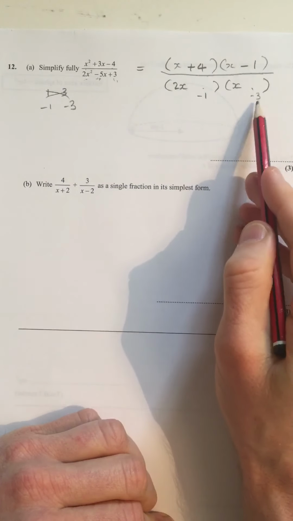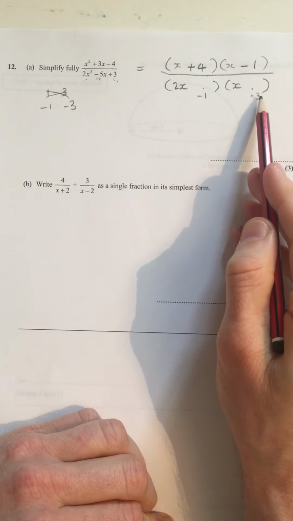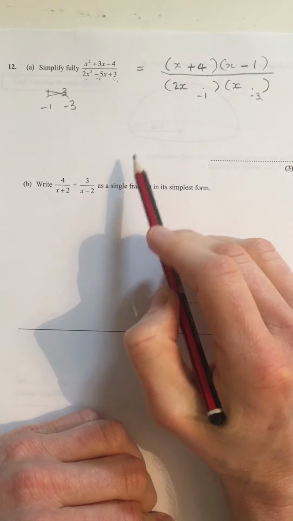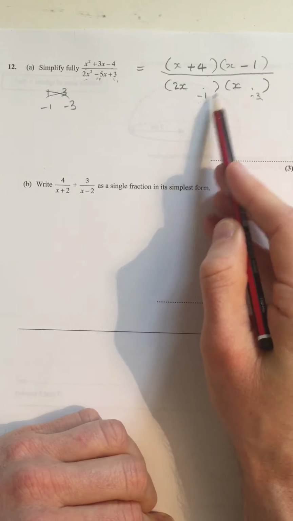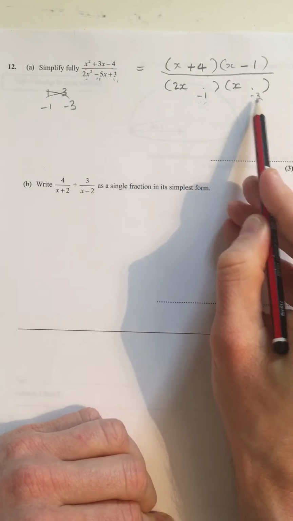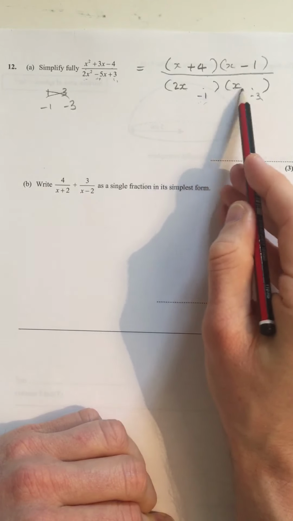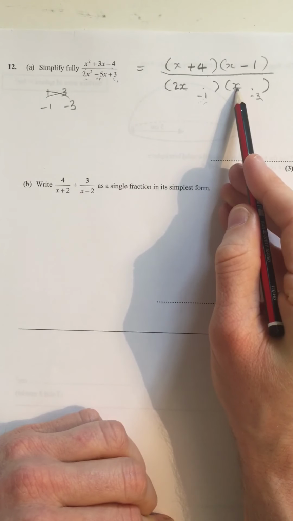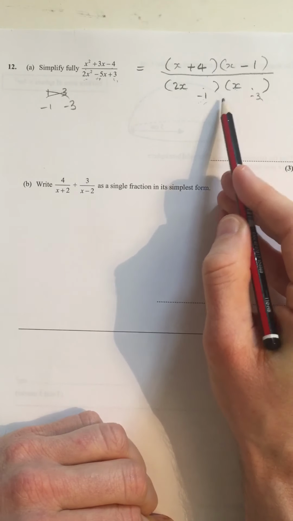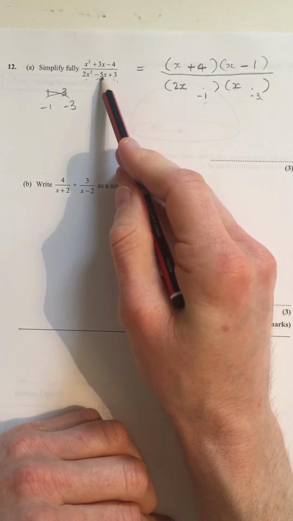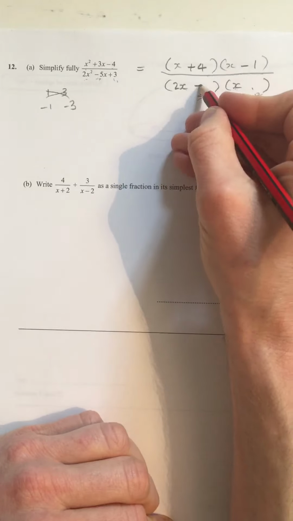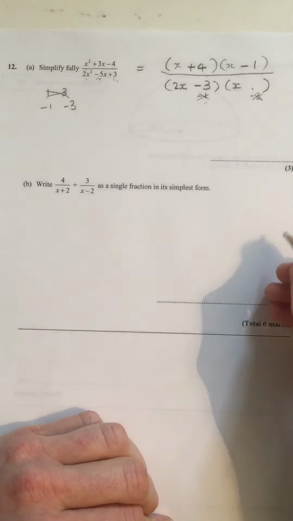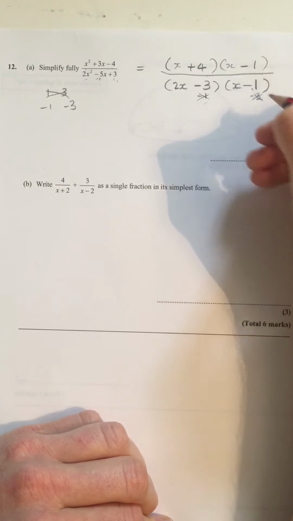So 2x times -3 would make -6x. -1 times x is -x. So I'd have -6x minus x, which would make -7x, not -5. So that's wrong. So it must be the other way around. That must be the -3. That must be the -1.